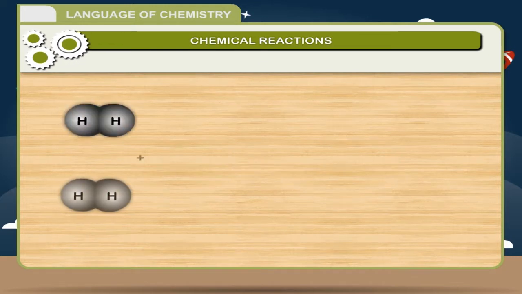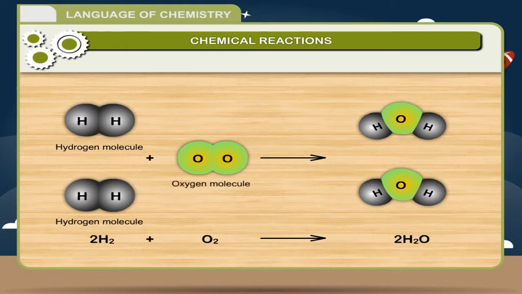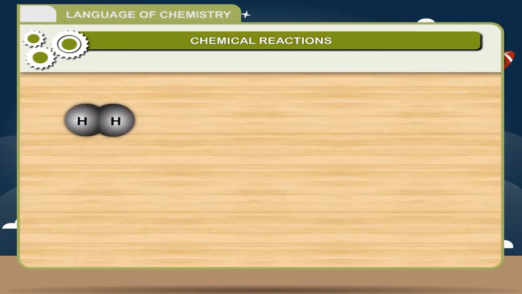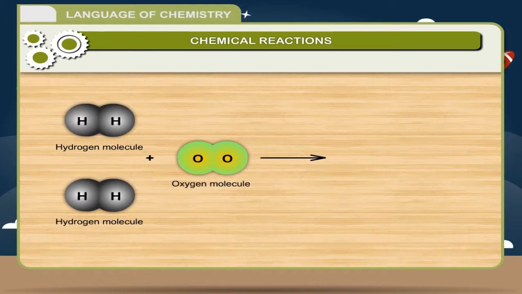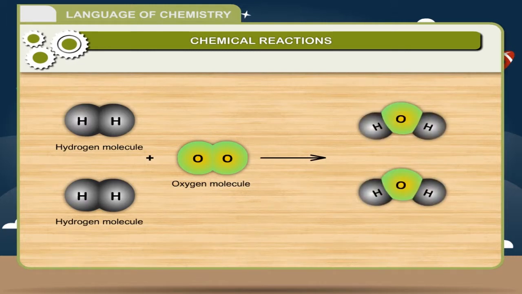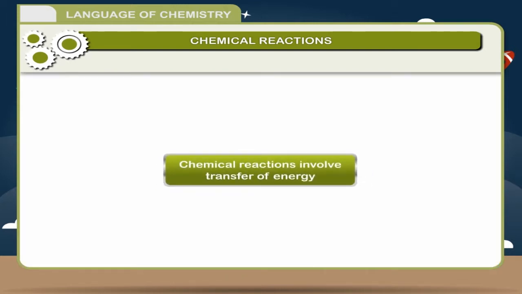In a chemical change, the atoms that make up the molecules of the reactants react with each other to produce molecules with a different arrangement of atoms, and this is the reason why the chemical change is irreversible. Thus, we may sum up that chemical reactions occur when two or more molecules interact and the molecules change. Bonds between atoms are broken and created to form new molecules. Chemical reactions involve transfer of energy.